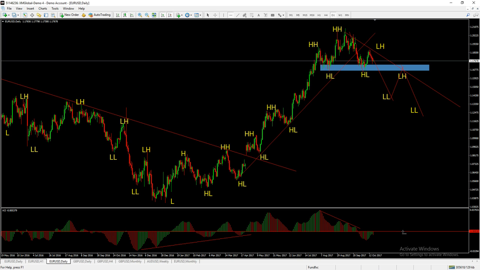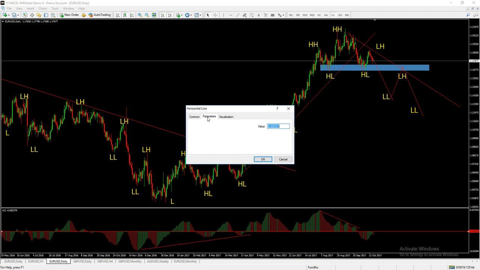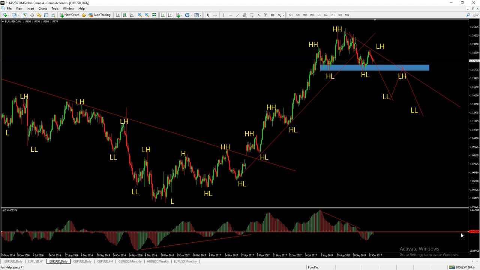You can add this horizontal line if you like. Just double click on it, right click, horizontal lines, you go to parameters and you press 0 and then you press OK. Now you can see there's your 0 line. So now you can see that once it crossed below the 0 line, it was a confirmation of the sells. We had the divergence across the 0 line, and that was the confirmation of the sells, just purely using the actual indicator, the Awesome Oscillator.